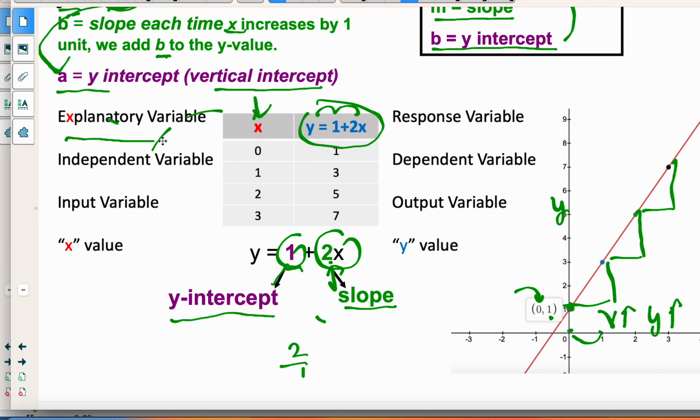Here's all the different ways we can describe the x value, also called the independent variable, also called the input variable. For the y value, we call it response variable, dependent variable, output variable.